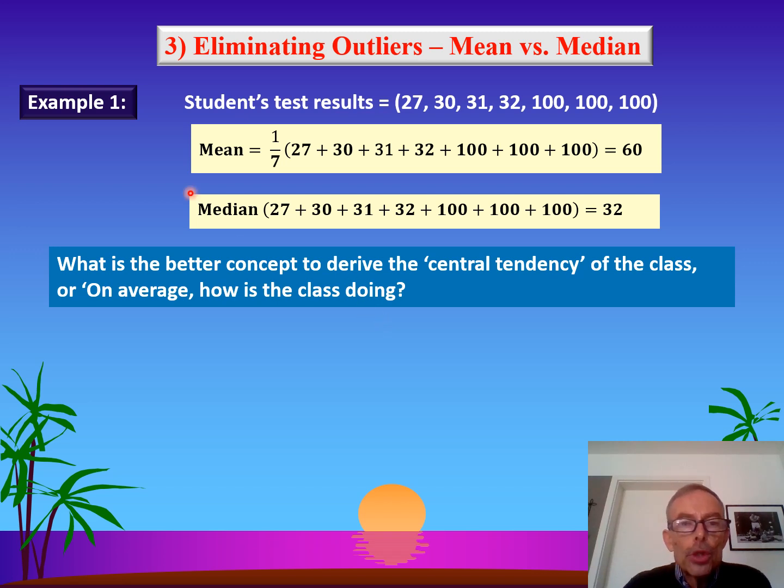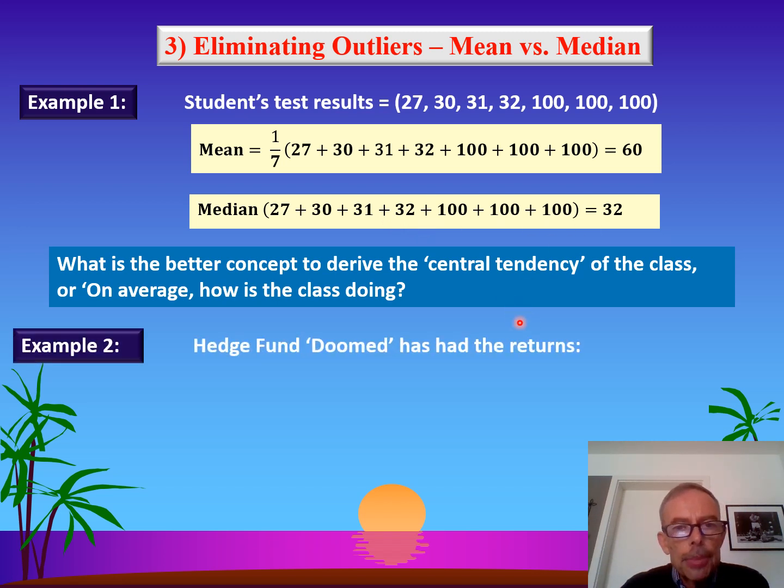Right? And we can argue the mean is a good value that tells us how on average the class is doing. However, the median ignores these 3 outliers here, right? So the median tells us the class on average is doing very badly. The average is 32. But that is misleading because these 3 outliers are not incorporated in the median, right? So that is a questionable statement when you say on average the class is performing 32 because we ignore these outliers.